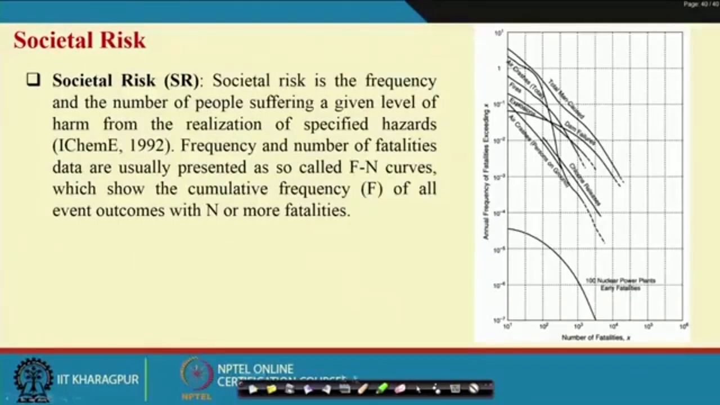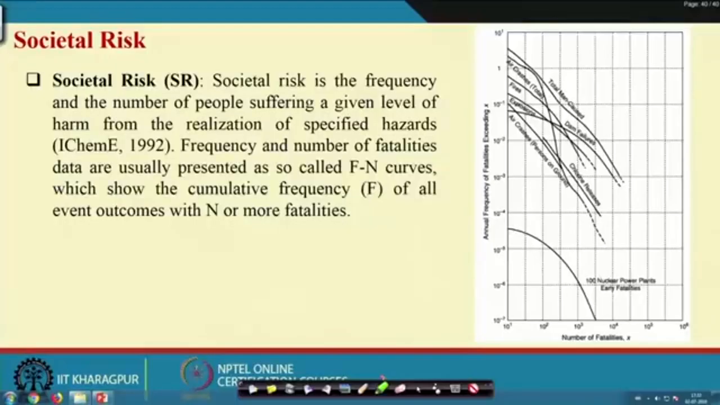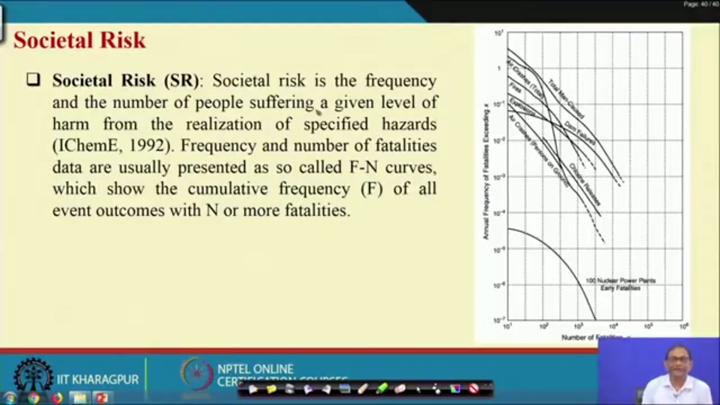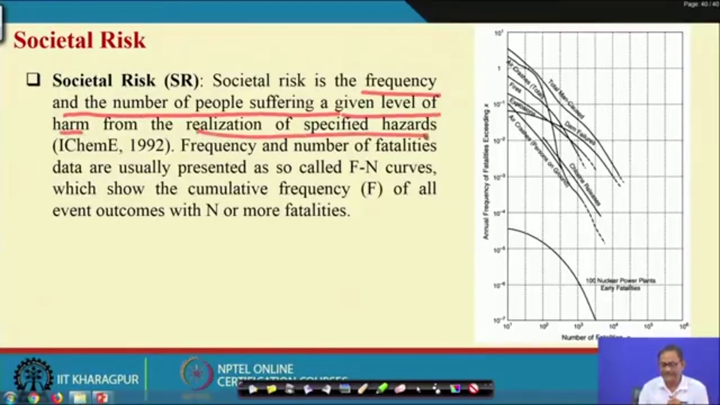But individual risk is not the only thing that the safety engineer should look into. Societal risk is another very, very important one, because societal risk is the more problematic one. Whatever it may be, let us first understand what societal risk is. Societal risk is the frequency and number of people suffering a given level of harm from realization of a specific hazard.